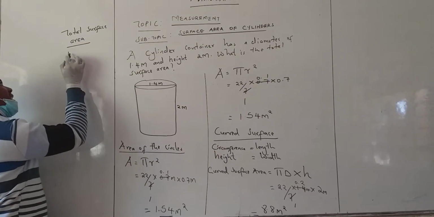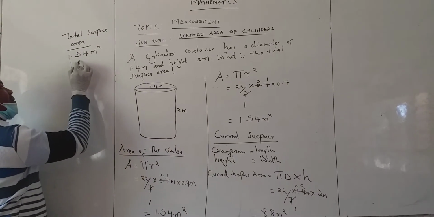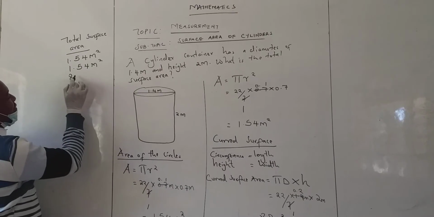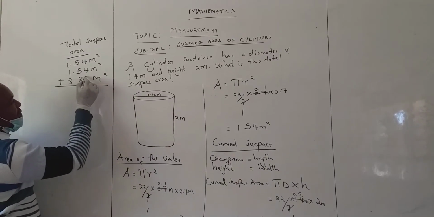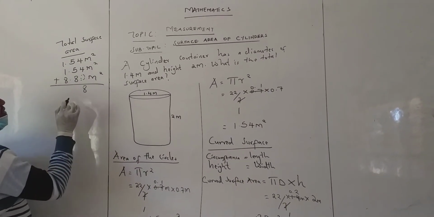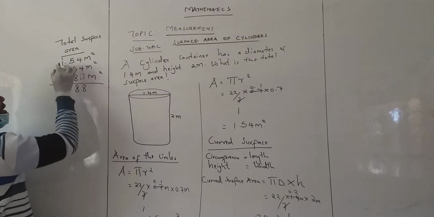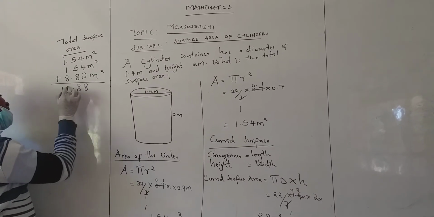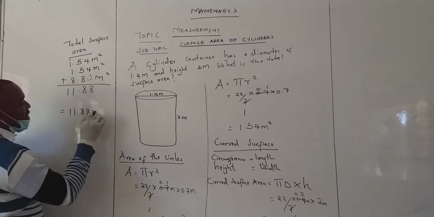The total surface area: you add 1.54 square meters plus 1.54 square meters plus 8.8 square meters. Put all that together. Where we have a space, put an imaginary zero to make it complete. Then 4 plus 4 is 8. 5 plus 5 is 10, plus 8 is 18. Put a decimal point, carry 1. 1 plus 1 is 2, 2 plus 1 is 3, 3 plus 8 is 11. So the total surface area is 11.88 square meters.